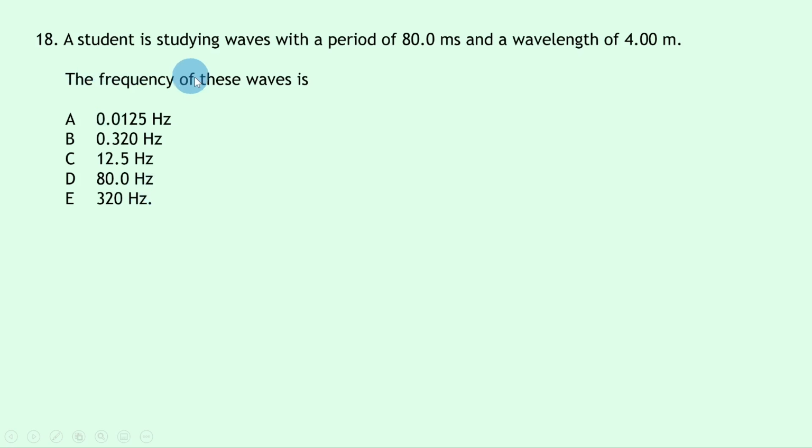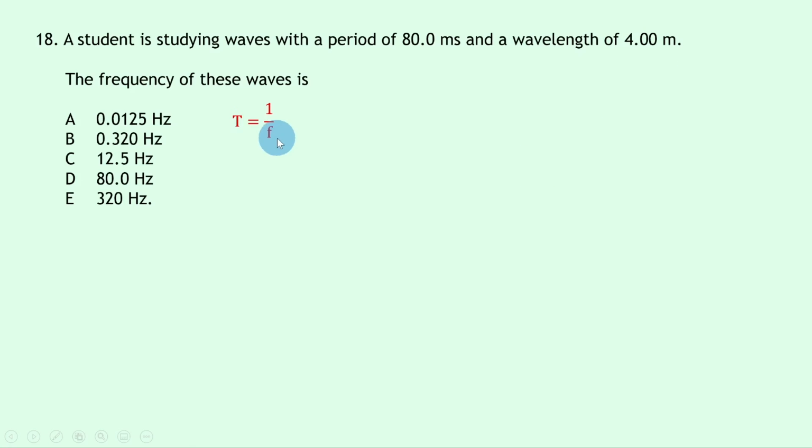Question 18 says a student is studying waves with a period of 80 milliseconds and a wavelength of 4 meters. The frequency of these waves is? Well, remember there's an equation relating period and frequency, which is T equals 1 over F. So the wavelength is actually being given here as a distractor to try and put you off and make you think you need that value, but you don't. So we're just going to ignore it here.